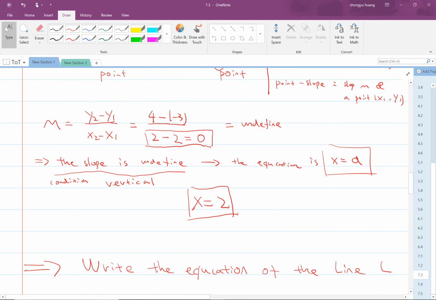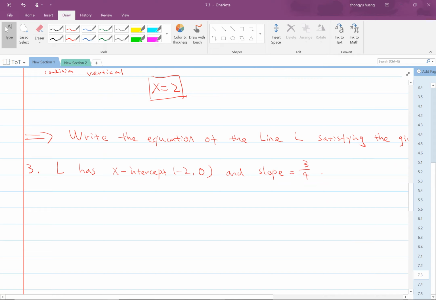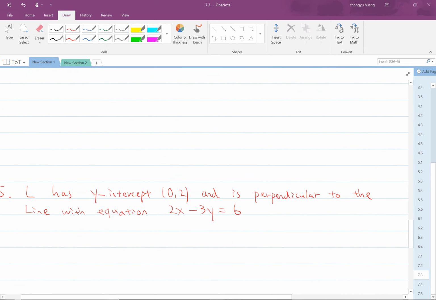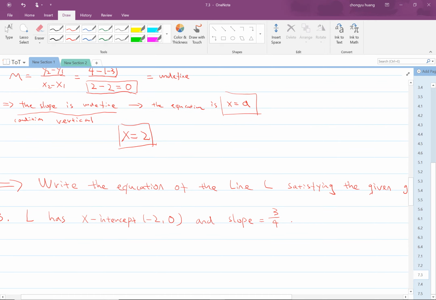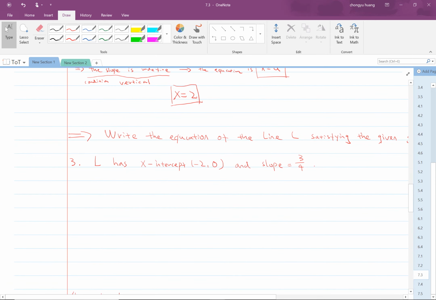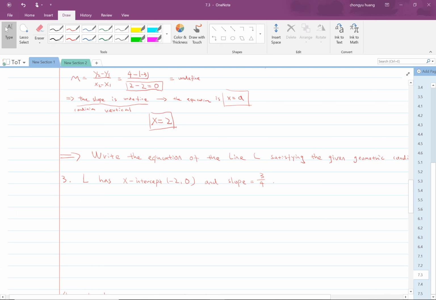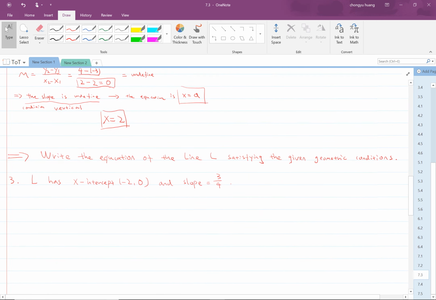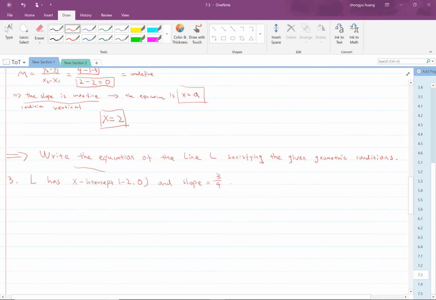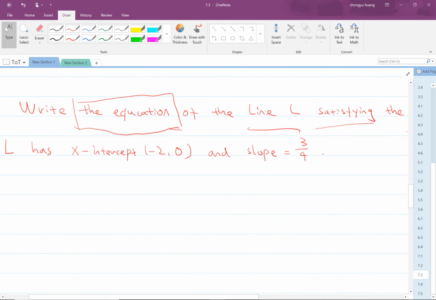Now moving to question 3. Let me take a look. Let me zoom out a little bit and then zoom in. Here the question says we have to find the equation of the line L which satisfies the given geometrical condition. So we still want to find the equation of the line by those conditions.